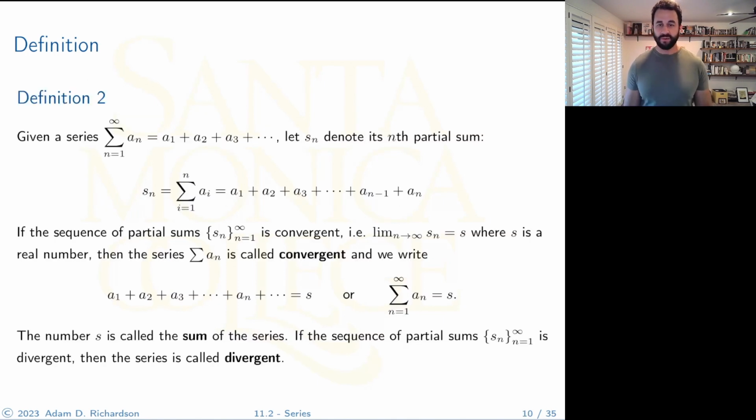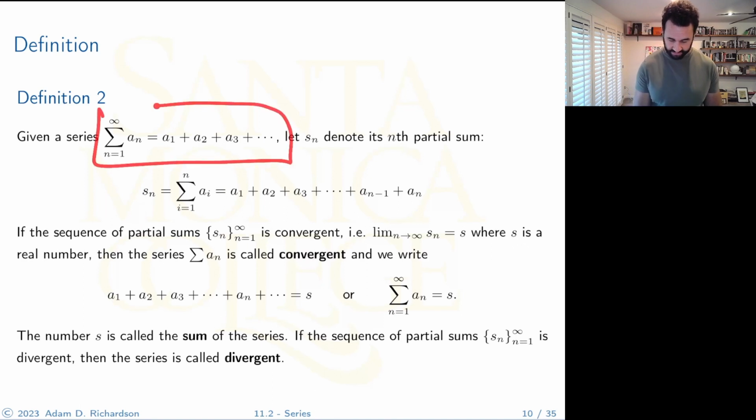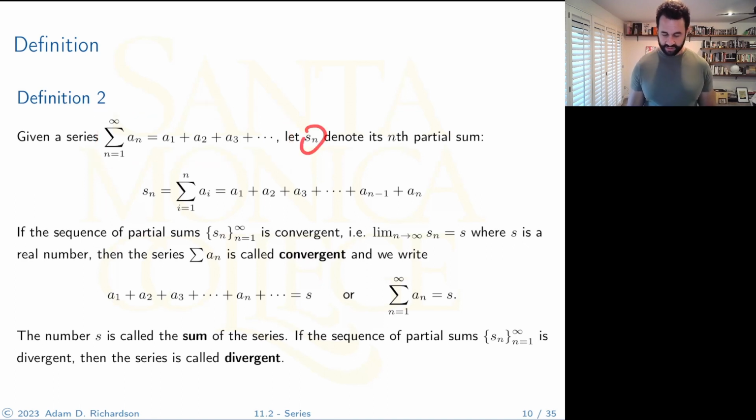Okay, so let's get another definition here. What do we mean when we say that a series is convergent or divergent? Here's how we do it. We do it with partial sums. So let's say we're given a series. We're going to let S sub n denote its nth partial sum. So it's when you chop the series off at n. Okay, it stops at n.